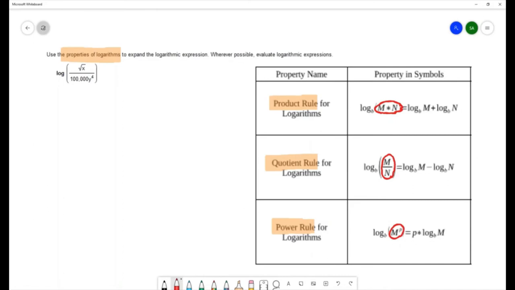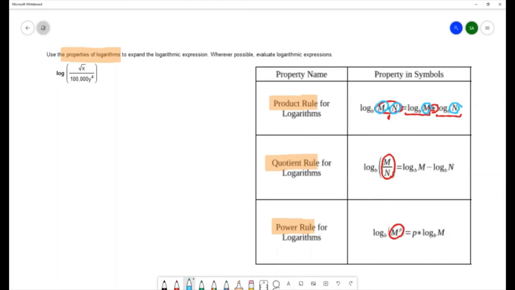And when you have a product inside of the log, like you have here, what you can do is you can expand it into multiple logarithms that you then add together. Now, what goes in each one of those logarithms are the factors. So you can see this is a factor of m, and m is inside of this log. We have a factor of n, and n is inside the second log here. So we can expand this logarithm using this product rule for logarithms.